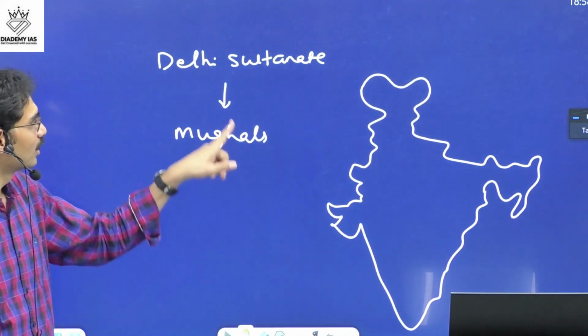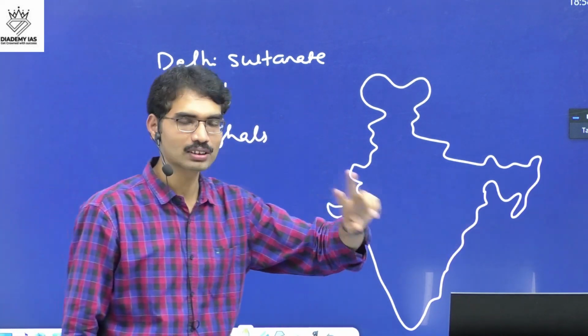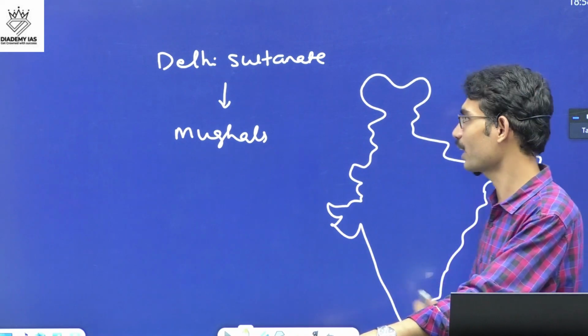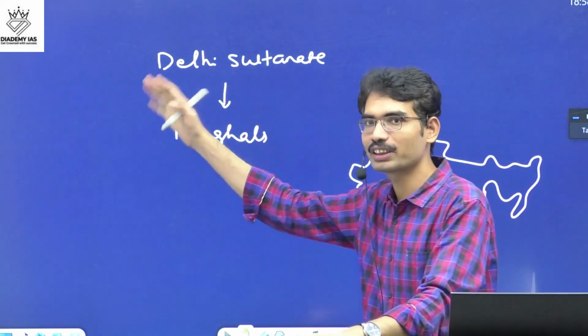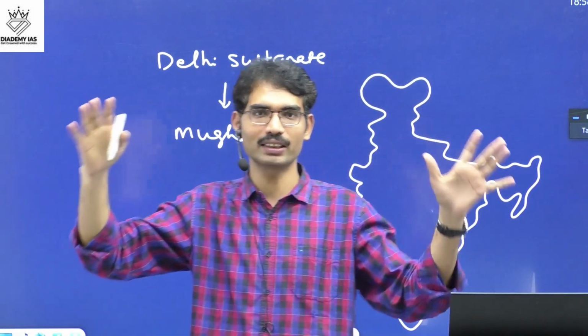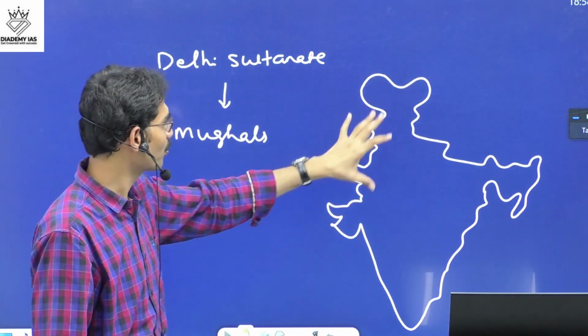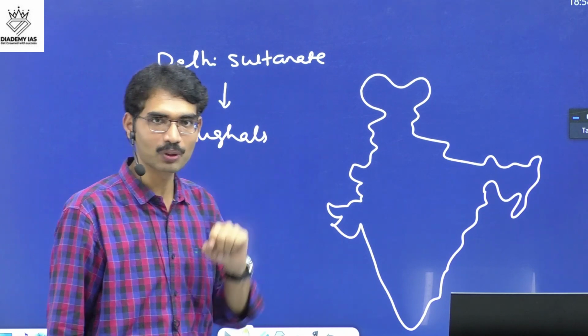Now you observe this. Only the Delhi Sultanate and the Mughals were the two important political powers during the medieval time period. Why are we particularly talking about them? Because they commanded most of India. Almost the entire Indian subcontinent at one point of time came under the Delhi Sultanate and the Mughals.